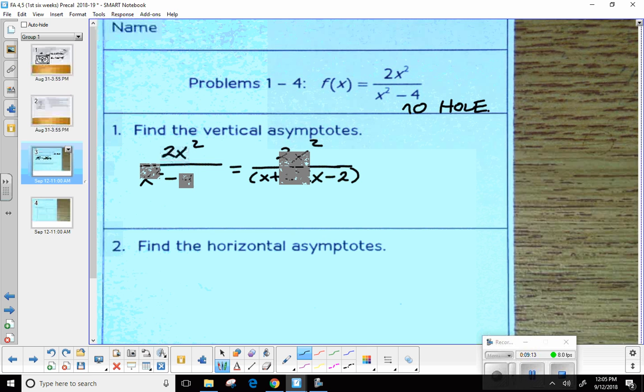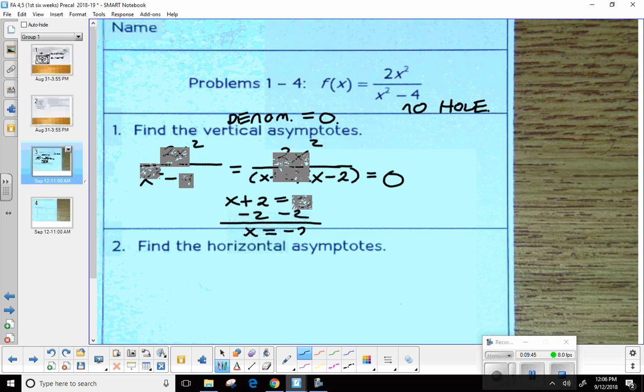Now, if I'm looking for the vertical asymptotes, remember, what was the shortcut? There's something I set equal to 0. Set the denominator. So for the vertical asymptotes, set that denominator equal to 0. Well, x plus 2 times x minus 2 equals 0. Remember, that's just the zero product property. So I'm going to take each of these two groups. If x plus 2 is equal to 0, and then I subtract 2, well, x equals negative 2. That's one of my vertical asymptotes.